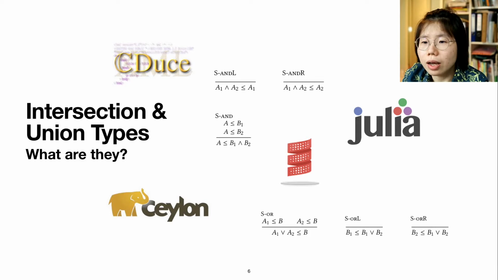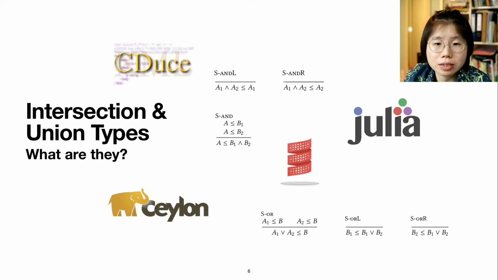And now, intersection and union types are commonly seen in programming languages, like CDuce, a language for XML processing, Ceylon, and also the upcoming Scala 3 that is based on the DOT calculus, or the language Julia.